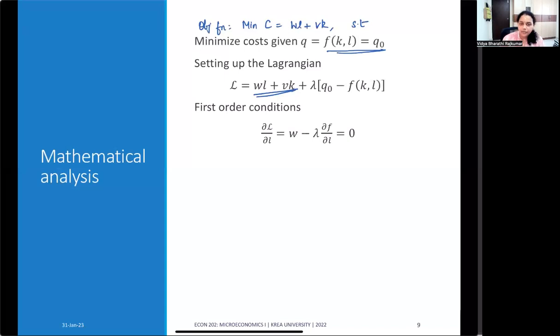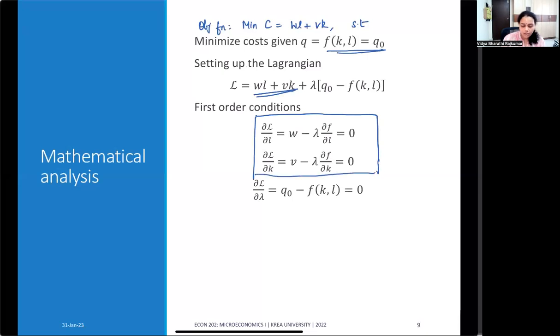If we take a derivative of the Lagrangian with respect to K, you get V minus lambda times dou F over dou K. And we set each FOC equal to 0. And then the last one is when I set the derivative of the Lagrangian with respect to lambda equal to 0. And that just gives me back my constraint. Now our focus will be on the first 2 FOCs.